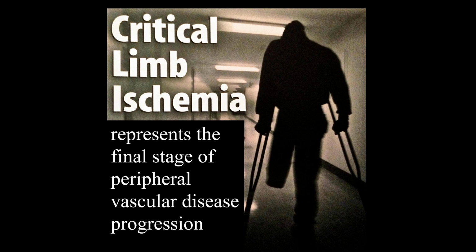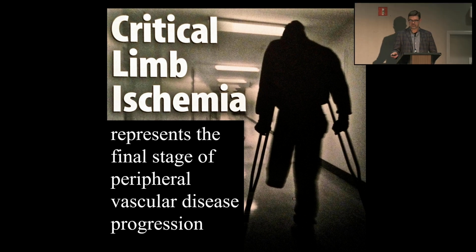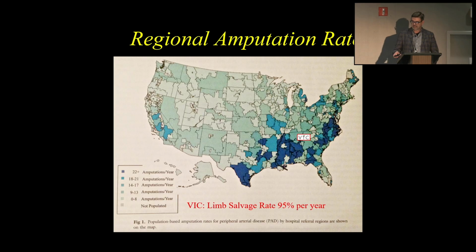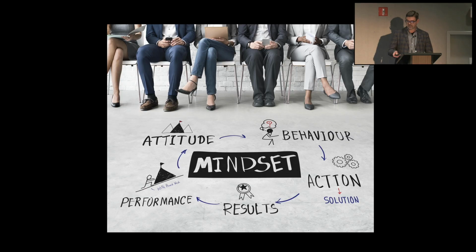But critical limb ischemia represents the final stage of PAD progression. We don't have to end this way. Looking at the heat map for amputations in the United States, it happens in the South. 40% of all amputations are happening in the South. If we get the patient early and can revascularize early, we've enjoyed about a 95% success rate in preventing amputation if they can get to us first.